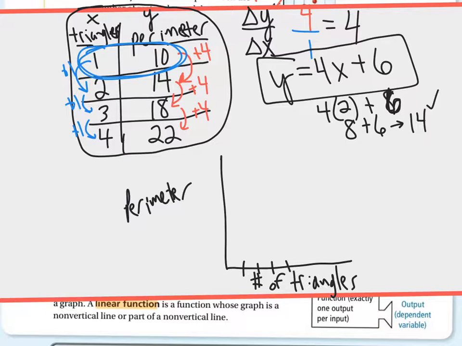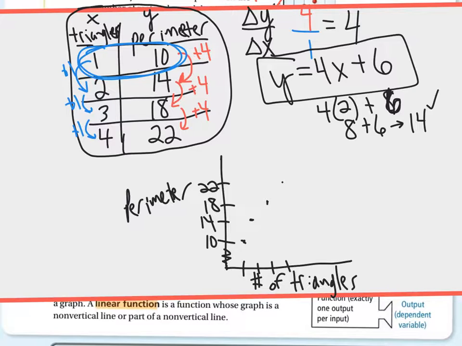So the triangles, you could just go by ones if you want. Since they're adding 4 every time, you could actually do kind of a sneaky deal here, I guess. You could do a break on your y-axis, and then you could start at 10 and go by 4s. Okay, so one triangle had 10, 2 had 14, 3 had 18, and 4 had 22.